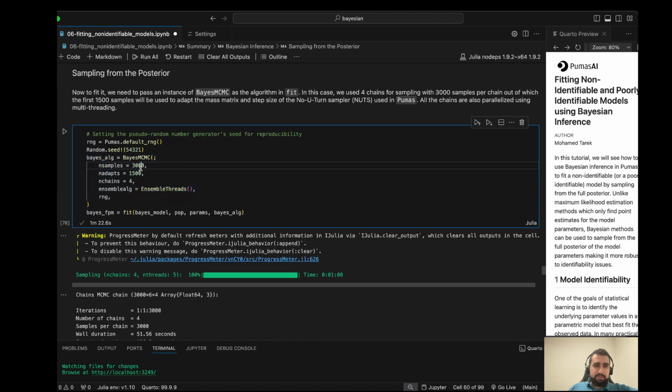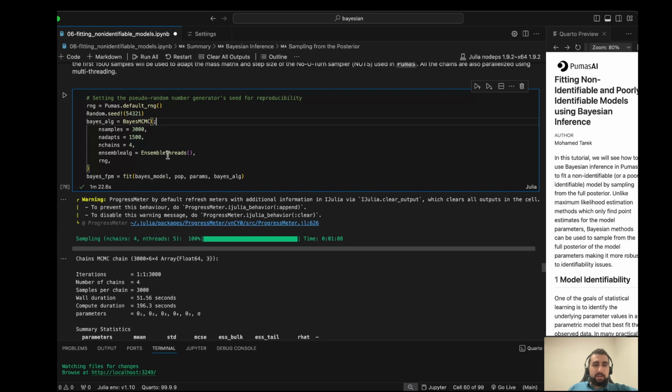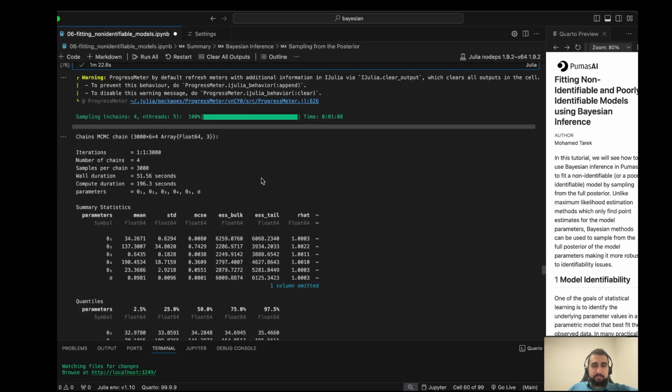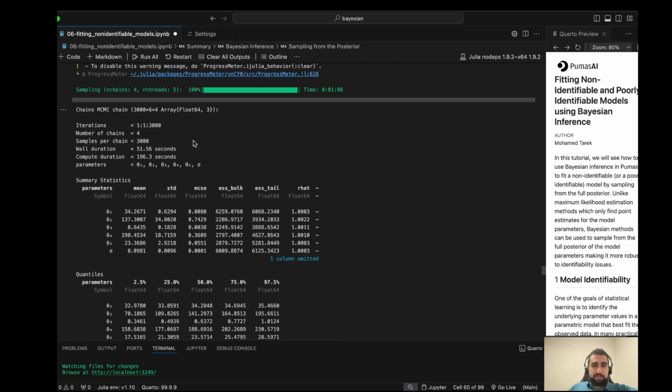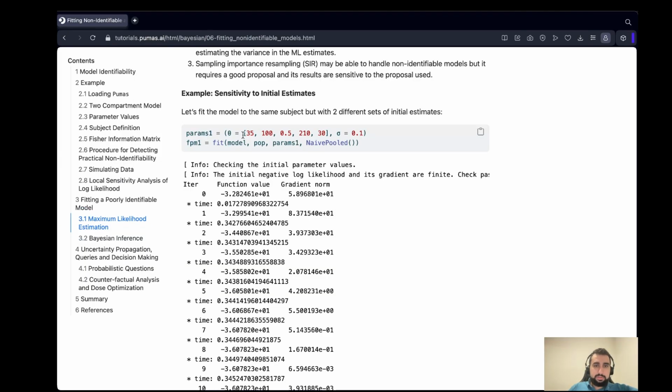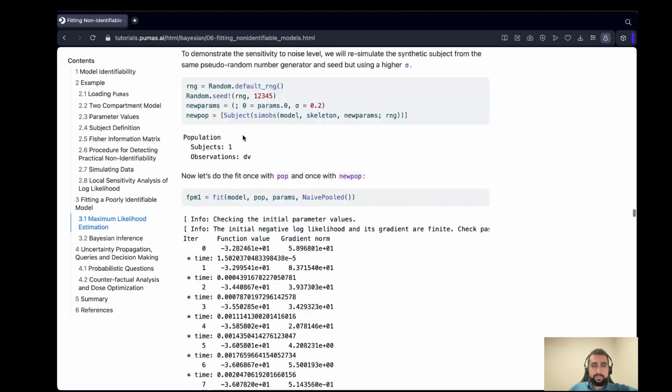And so here I'm just choosing to sample 3,000 samples per chain. The first 1,500 samples will be used for adaptation, so that's 1,500 out of 3,000, per chain. And then we have 4 of these chains, and I'm choosing to parallelize across threads, and I'm using a random number generator for reproducibility and fixing the seed. And then I just call the fit function again with the same 4 arguments: model, data, initial parameter values, and the Bayesian algorithm. Now running it takes about a minute, so I'm not going to rerun it here. But basically you can see the results here, and maybe it's better to switch to this version of the tutorial.